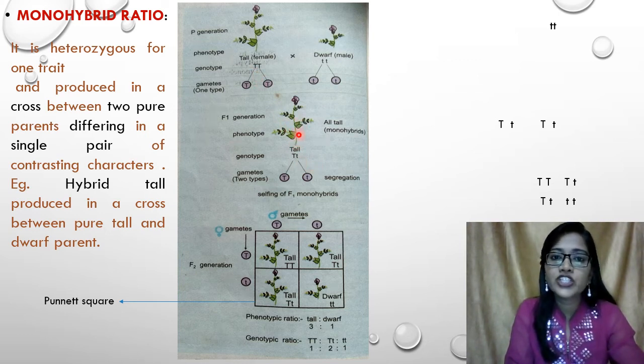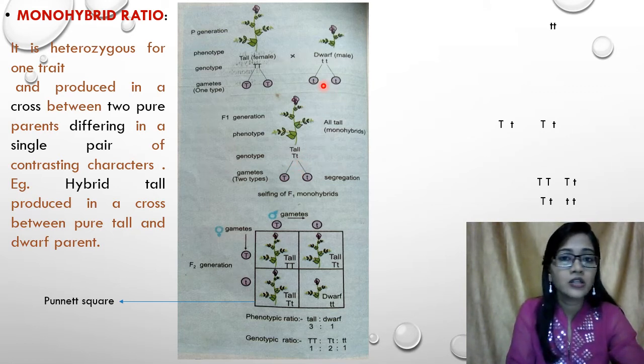And the F1 generation tall plant carries capital T and small t. The capital T is paired with small t, the gamete from the other plant. But this t is suppressed, it is hidden. It is not in an observable form. We are not getting a dwarf plant here. So this is a tall plant, but the genotype is different, even though we are getting the same phenotype.